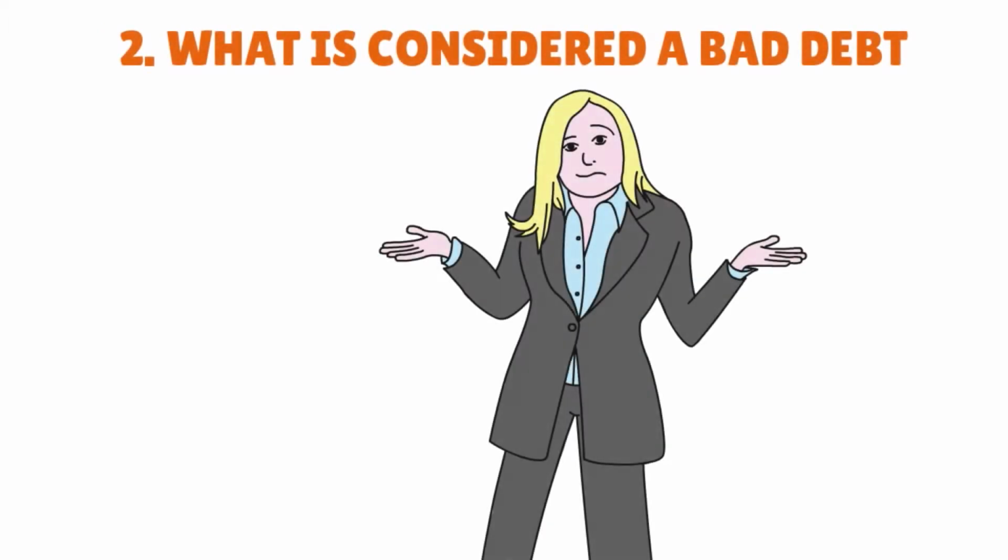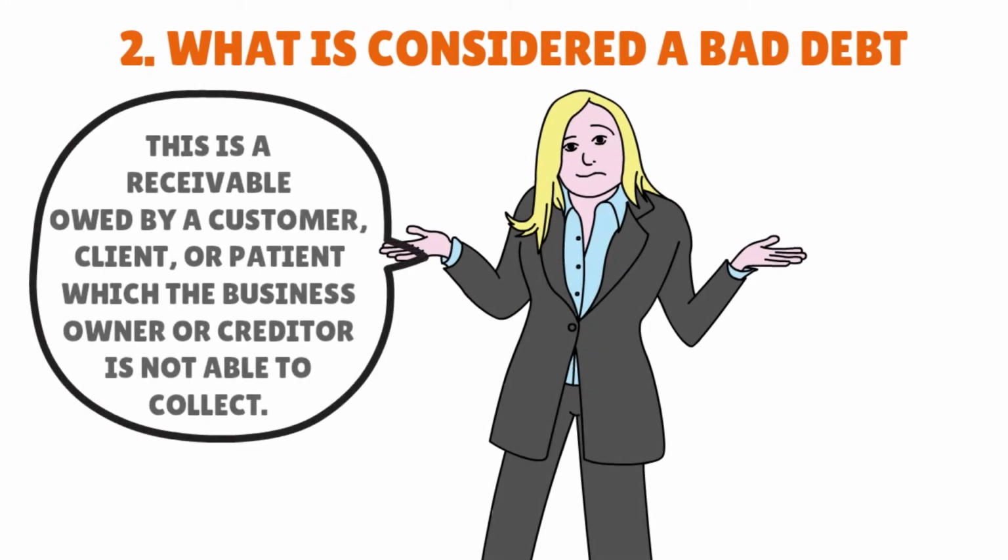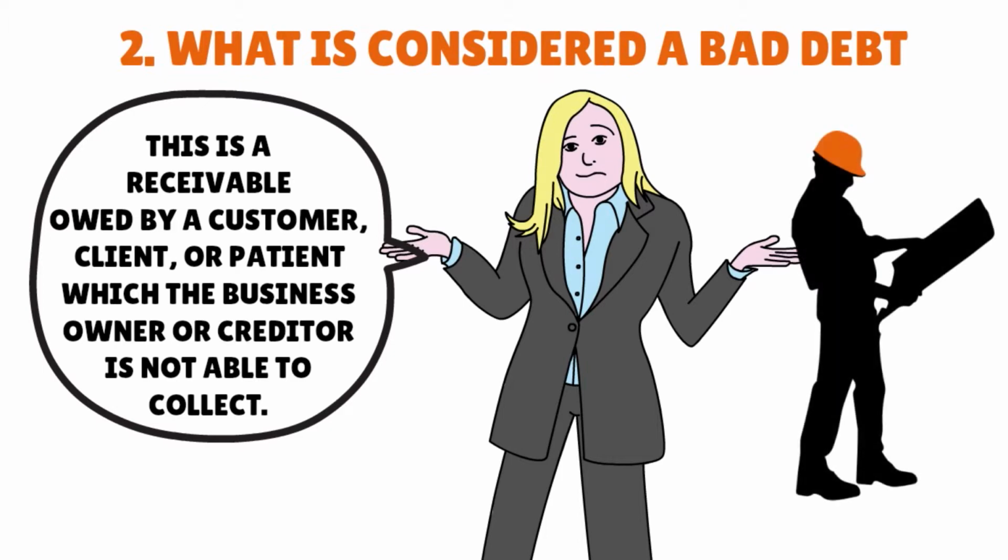Bad debt, or an uncollectible account, is actually a receivable owed by a customer, client, or a patient which the business owner or creditor is not able to collect. All right. Bad debts may be written off by the creditor at the end of the year if it is determined that the debt is uncollectible. So the IRS says the bad debts include loans to clients and suppliers, credit sales to customers, and business loan guarantees. So this trifecta is very important for the IRS in terms of categorizing bad debts.